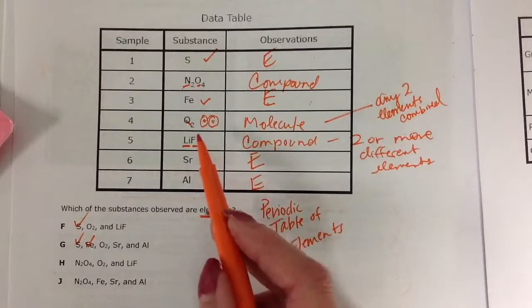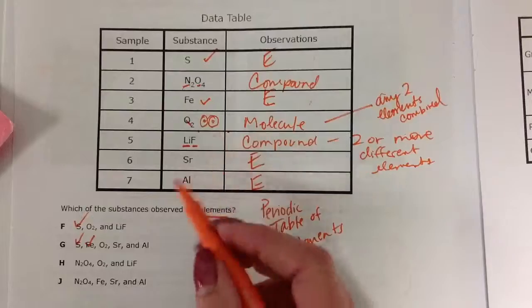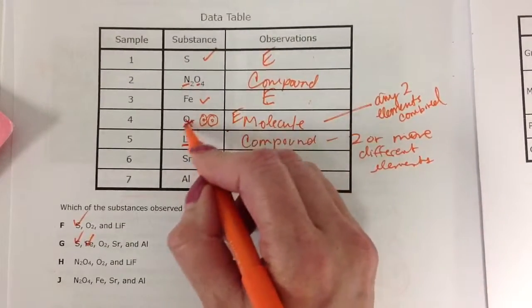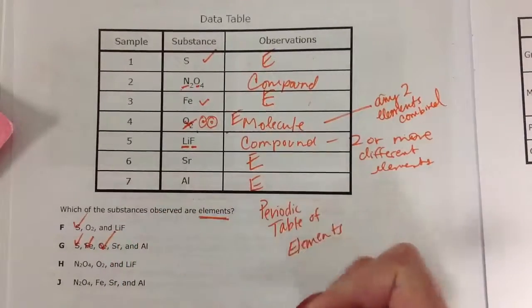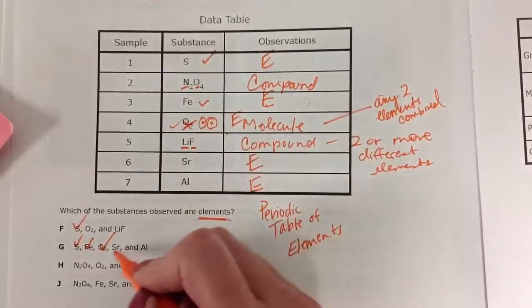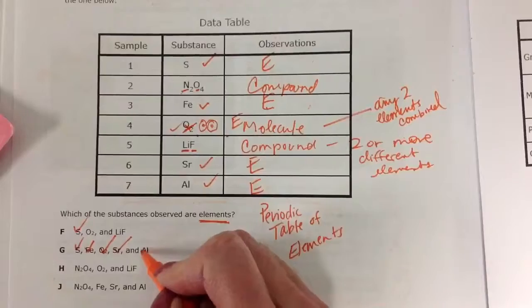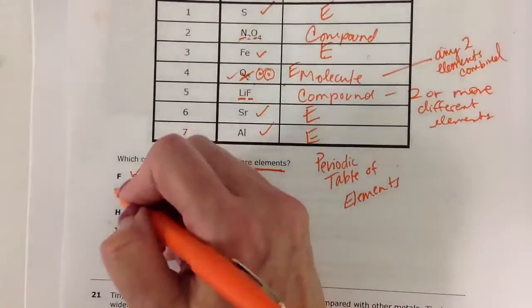So I guess O2, just because it's just oxygen present, they're considering that an element because it just has oxygen. Alright, so we'll count O2. Then we have Sr, strontium, yes, and aluminum, yes. So our answer matches completely with G.